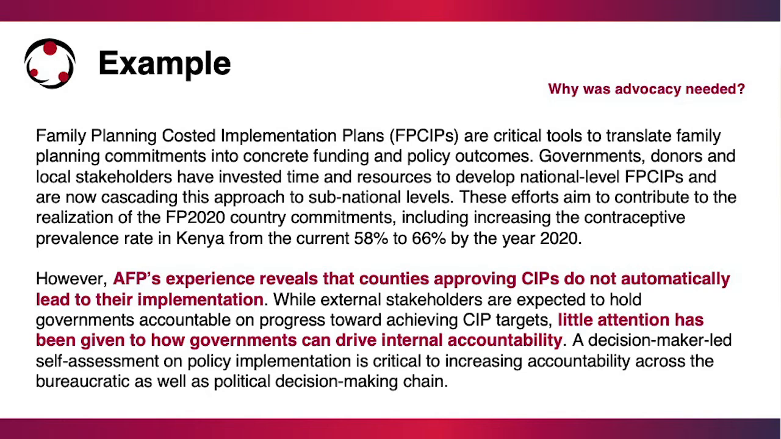In the sections in red in the second paragraph, the author further describes why the topic and advocacy is important and highlights the issues that exist in the implementation of CIPs. They finish by describing how not enough attention has been given to how governments can drive internal accountability in order to progress towards achieving CIP targets, and explain that a decision maker-led self-assessment on policy implementation is critical in order to increase accountability. This sets them up in order to begin explaining their advocacy in the next section.